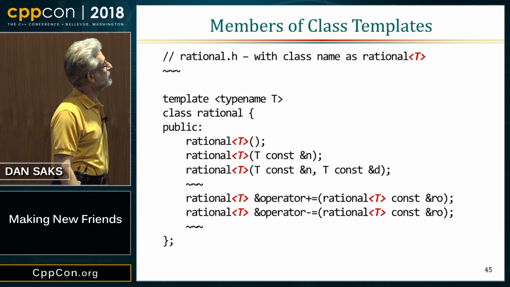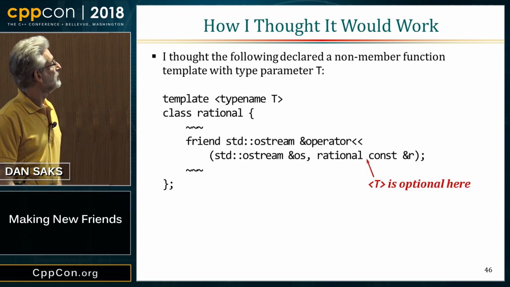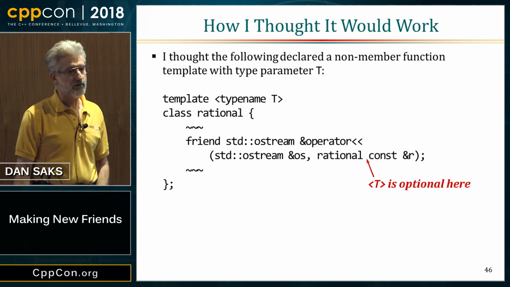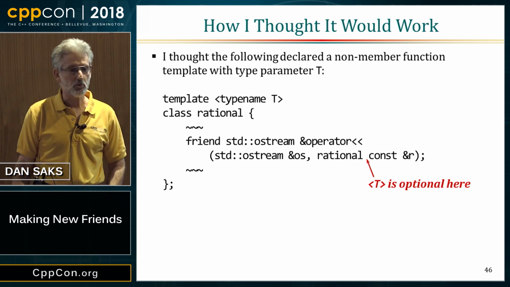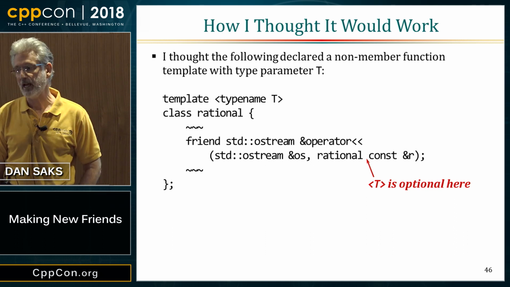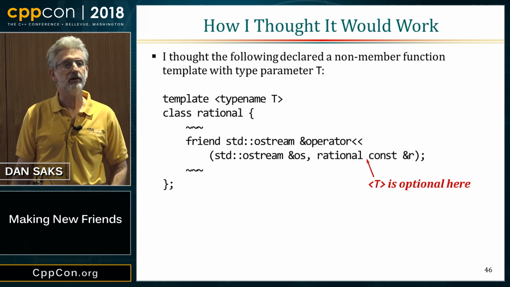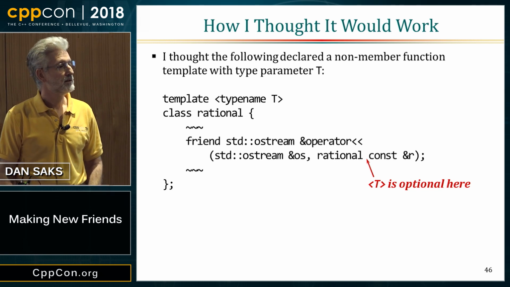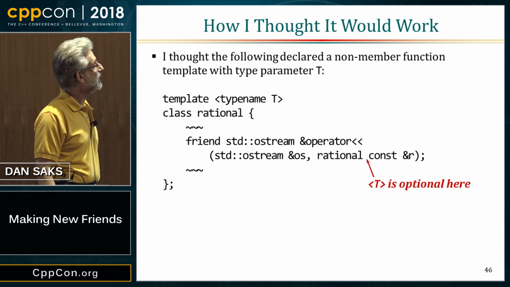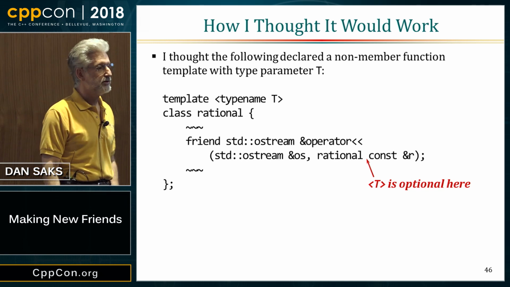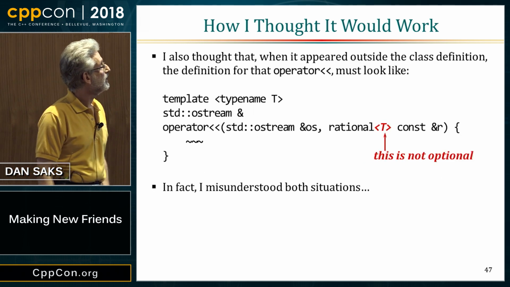Okay? So with that little bit of background, here's what I thought was happening before I knew better. When I wrote the friend declaration for the output operator, since this friend declaration appeared inside the scope of the rational class template, that occurrence of rational right there was as if I had written rational<T>. In other words, if I instantiate rational<int>, I was granting friendship to an output operator that also took a rational<int>. That's what I thought would happen.